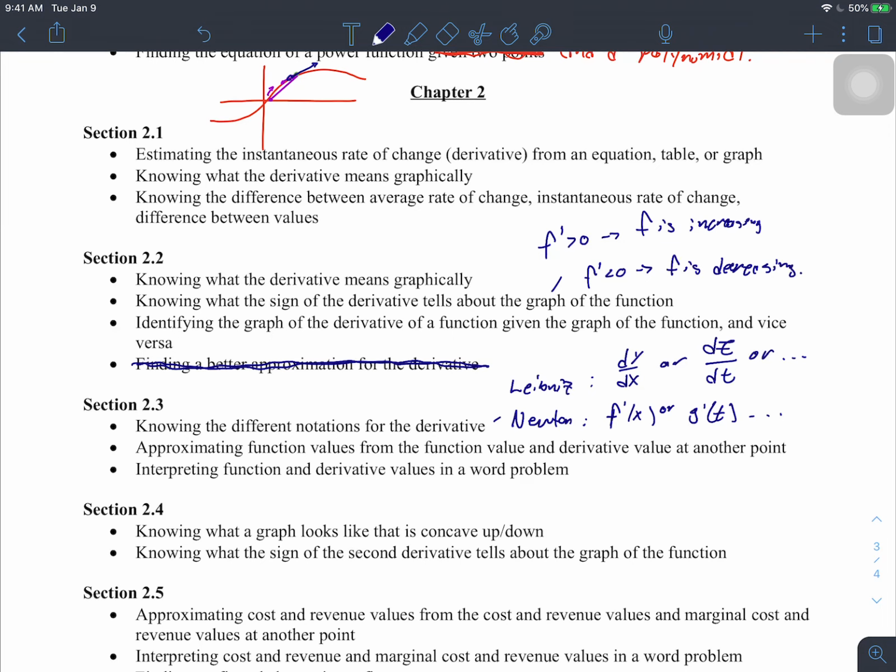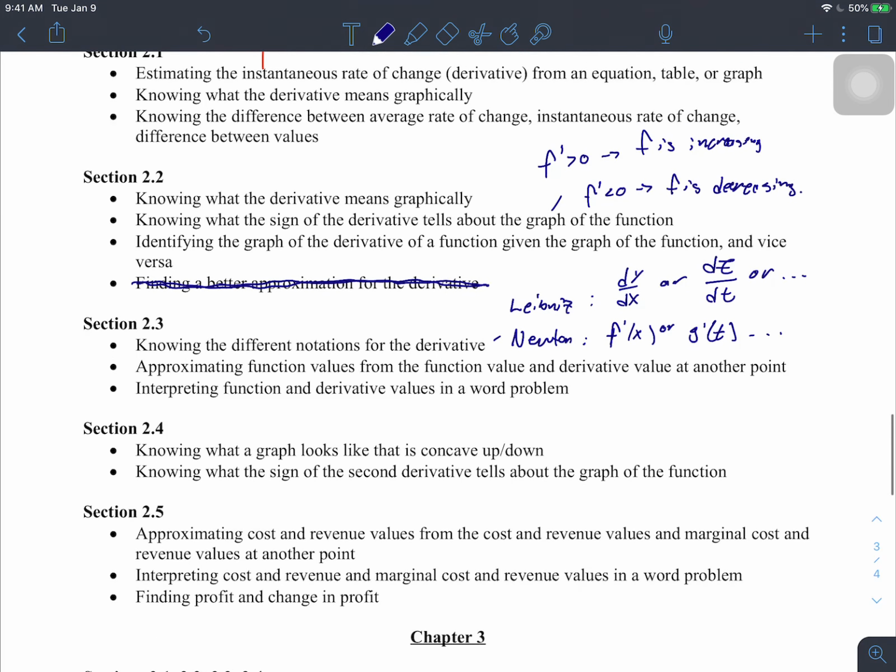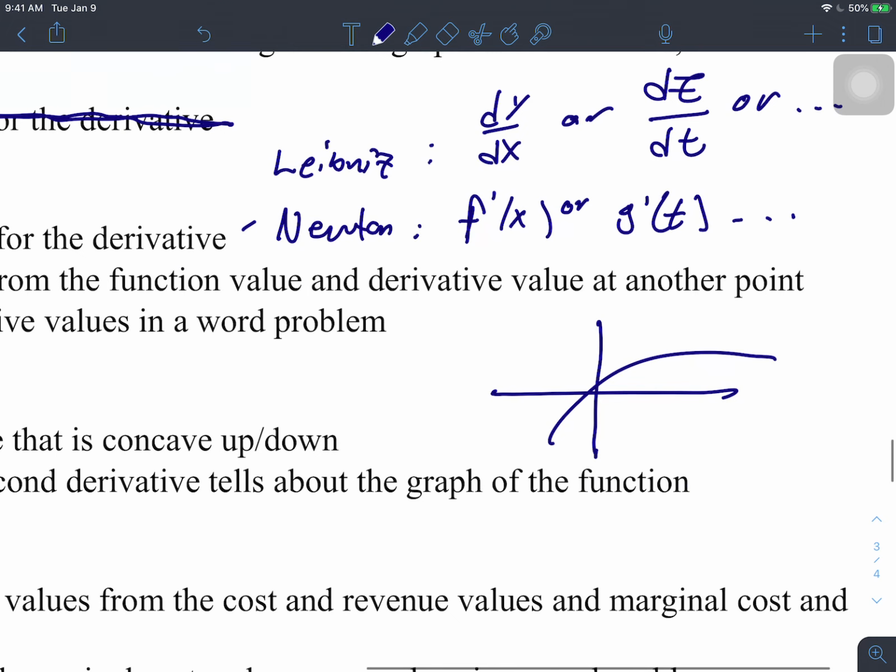Those sorts of things. And approximating function values from the function value and the derivative value at another point. Okay, so this is talking about tangent line approximation. So we should know how to take the function value at a given point and its slope to find the equation of the tangent line.